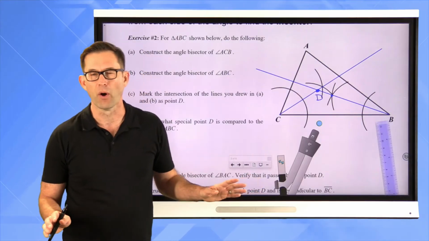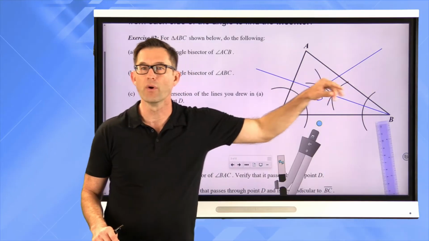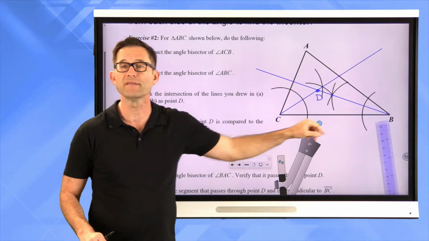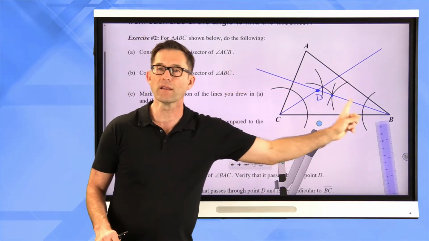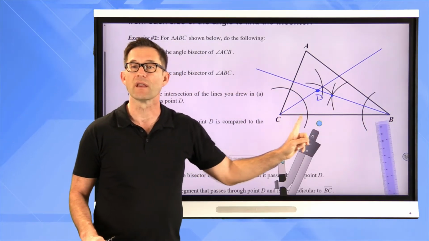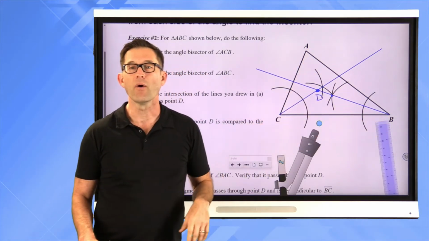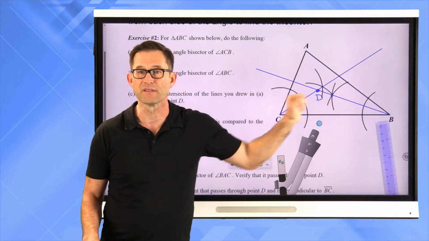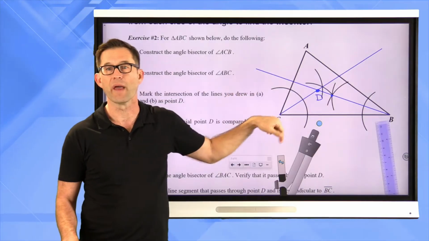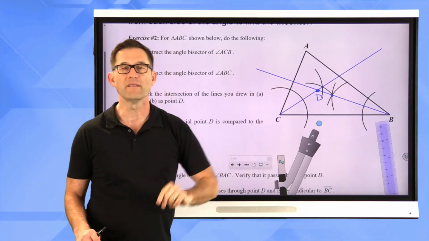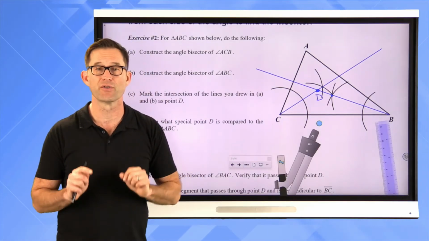Well, again, think about this for a moment. Point D, because it lies on the first line that we drew, must be equidistant from side AC and side BC. Now, point D also lies on the second line that we drew, which means it must lie equidistant from side BC and side AB. Well, if it lies equidistant from AC and BC and equidistant from BC and AB, then it must also lie equidistant from AC and AB. So point D is the point that lies equidistant from the 3 sides of the triangle.